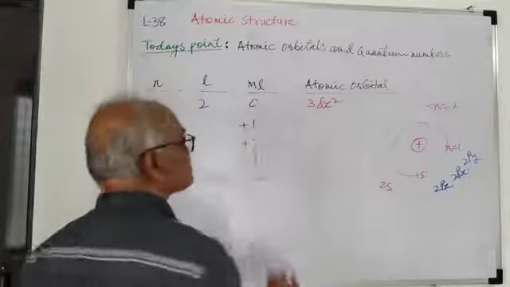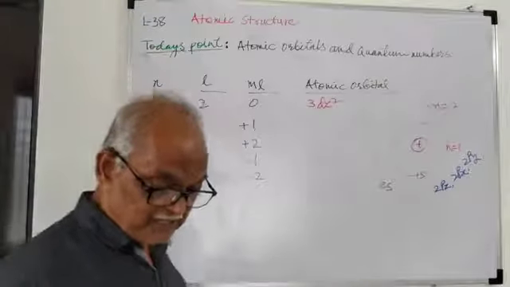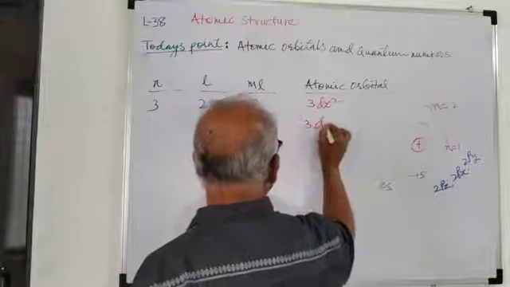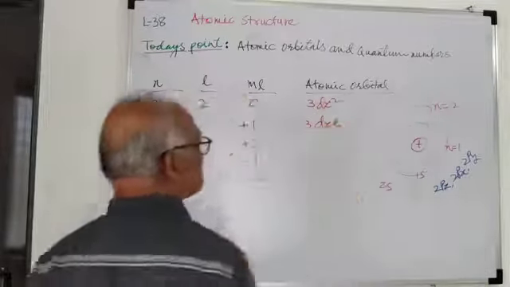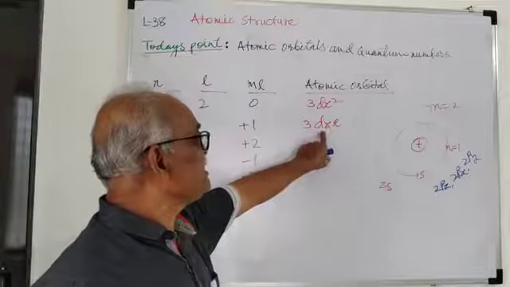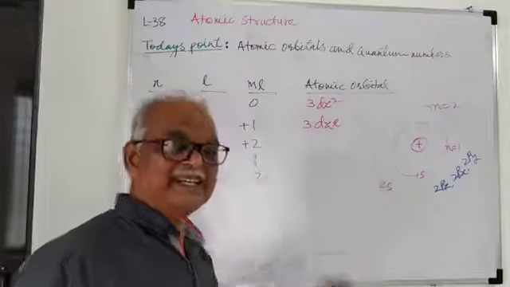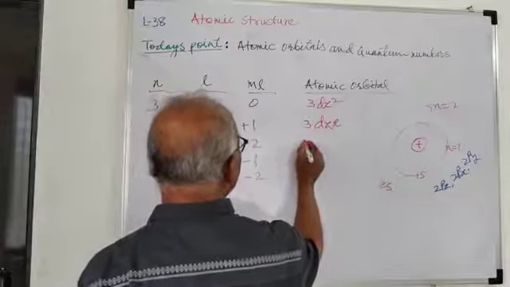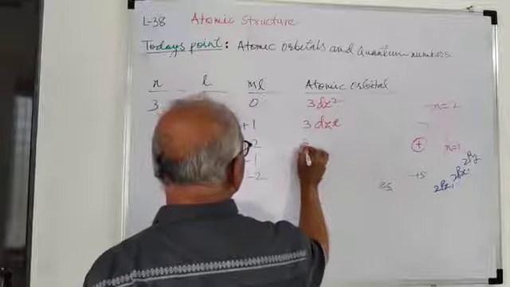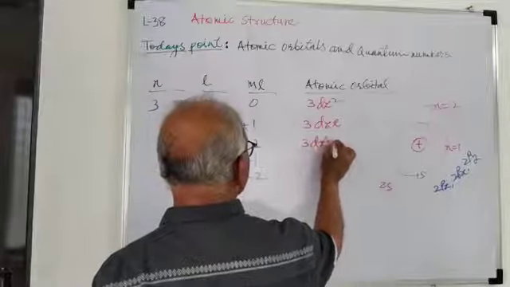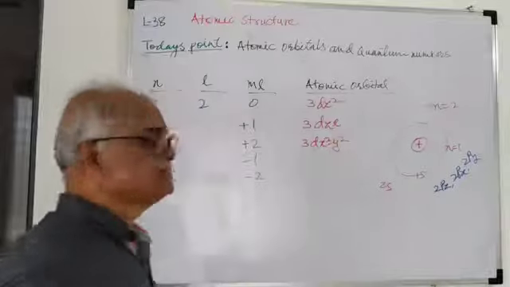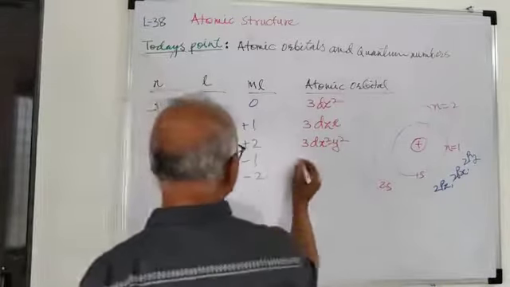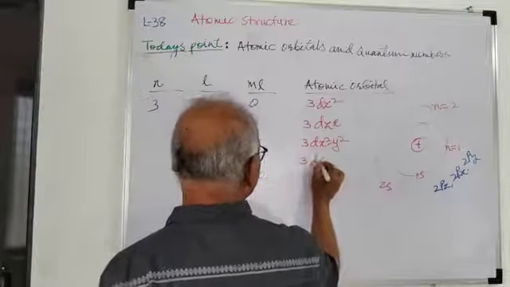And when it is plus 1, it is called 3dxz. We can also show it as dzx or dxz; we can have any option. Then the plus 2 will have the name of the atomic orbital 3dx2 minus y2. Then this minus 1 is represented by 3dxz.